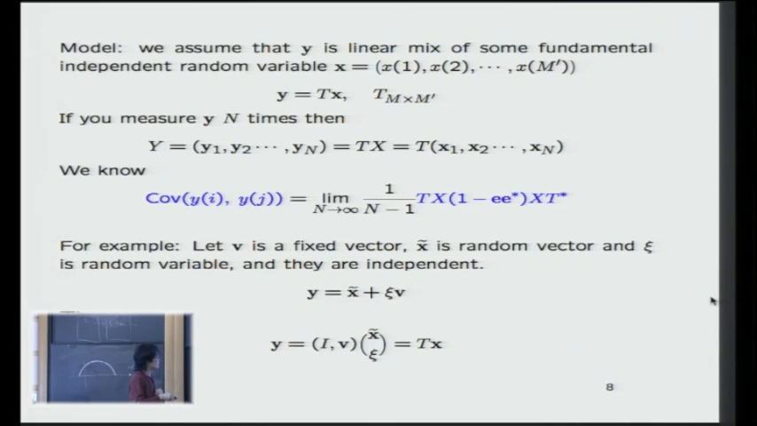It's like some random variable multiplied by a deterministic vector. That's why they have two parts. One is the noise, the other is the signal, right? You want to know this signal. And if you write in this way, you will find out the fundamental independent random variable is this one, and the t is this one. Which e? Oh, this e. This e is just the uniform vector. Do you remember? The vector which is 1, 1, 1, 1, 1.